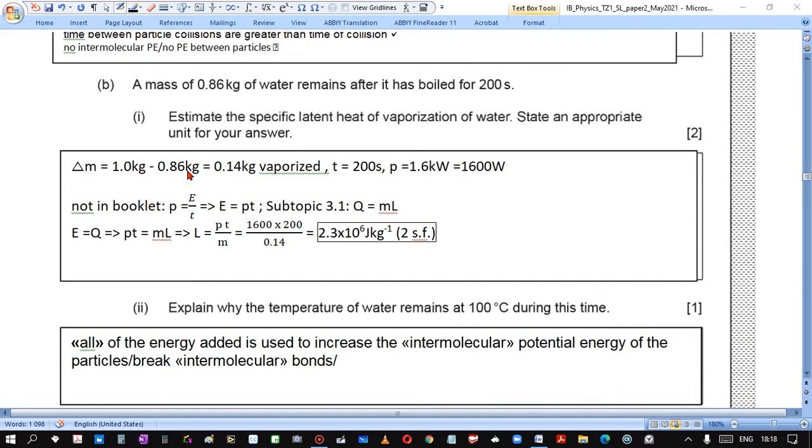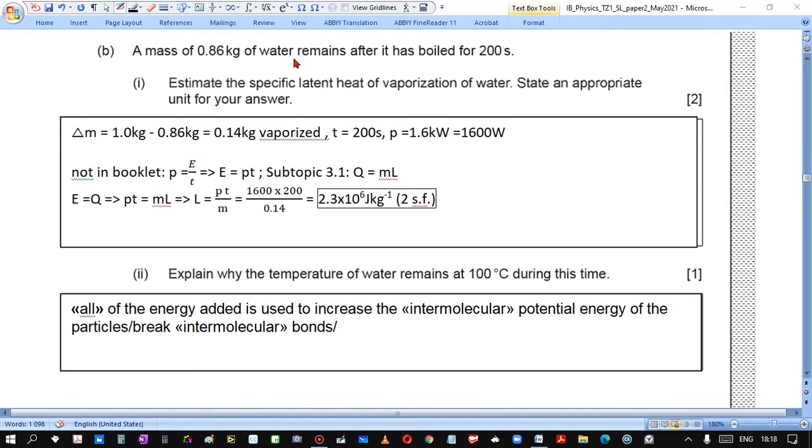B. A mass of 0.068 kilogram of water remains after it has boiled for 200 seconds. I. Estimate the specific latent heat of vaporization of water. State an appropriate unit for your answer. Change of mass. So the mass boiled will be the difference. What was given. So this much was vaporized. Time given. Power given. Note in the booklet, power equals energy over time. It means energy equals power times time.